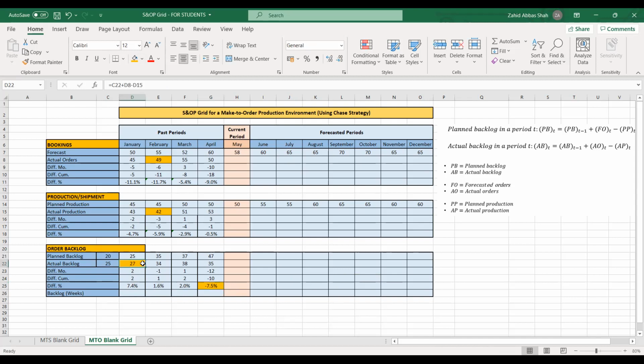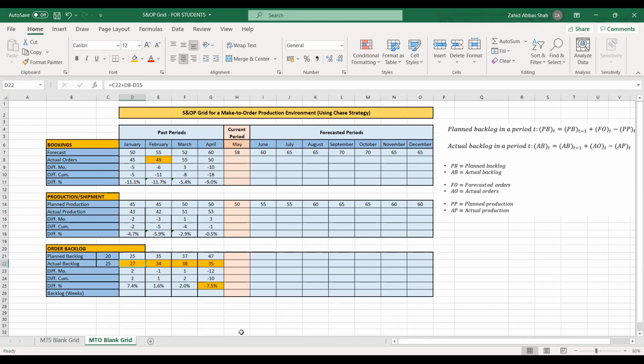Now this backlog can be converted into backlog in number of days or number of weeks. Here we will be making the calculation for number of weeks, but you could do the same for number of days as well. So the basic idea is that this backlog of 27 at the end of January is how much backlog for the next month, that is February. So you can convert it into backlog in terms of number of days or number of weeks, just like we did for the finished goods inventory. We converted finished goods inventory into number of days. So I hope you have got the idea.